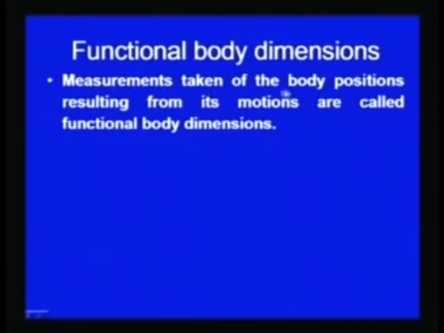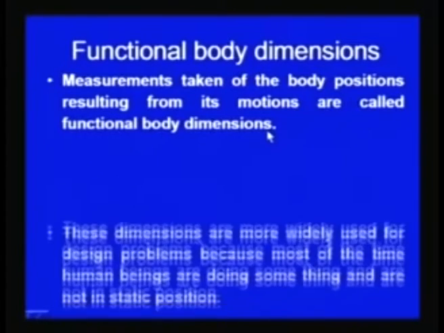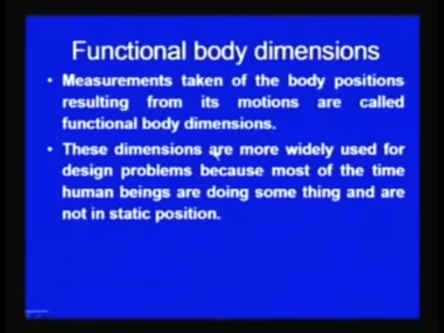while the functional body dimensions are measured by taking the body positions resulting from its motions. These dimensions are more commonly used in designing engineering systems, because most of the time the body does not remain in a static and standard position, it is working or in use in one position or another. So, these dimensions are more widely used for design problems, because most of the time human beings are doing something and they are not in a static position.